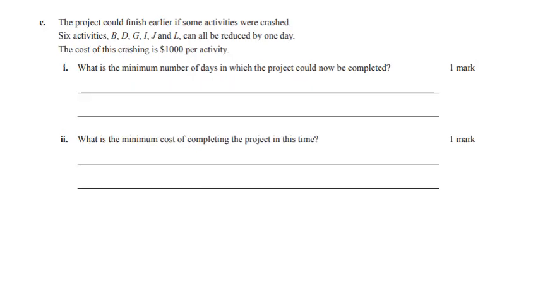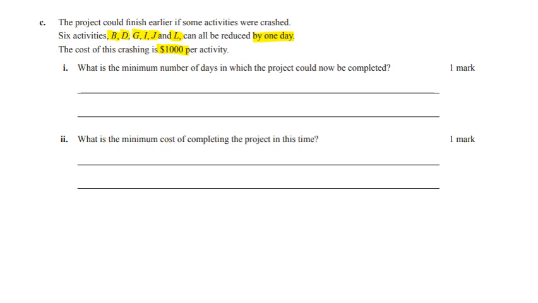Okay, we got some crashing questions, which are generally done very badly. So this is a good time to focus on this, get it right, and then you can make a lot of marks that other kids don't, and then your ATAR's up. Yes, this is where you need to focus. Focus on something until you get it right. Okay, particularly the second part. Now, cost of crashing is 1,000 per activity. We can crash B, D, G, I, J, and L, and they can all be done just by 1 day.